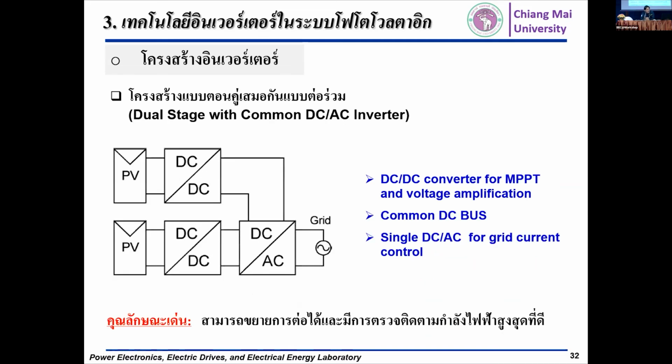And here, this diagram shows you another inverter PV application. It's called dual stage with common DC to AC inverter. You can see here, it can separate the PV system into two groups. The first group is the PV connected to a DC converter, and the other group is the PV and DC to DC converter. But the output of both converters is DC. You can control the output of DC and connect them together, and then convert to AC to the grid. They are applied for single phase and three phase applications.